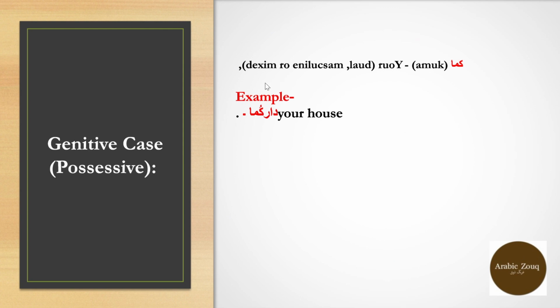In Arabic the pronouns are dual. For example, darukuma, your house. Kuma is used for dual, male or female both.